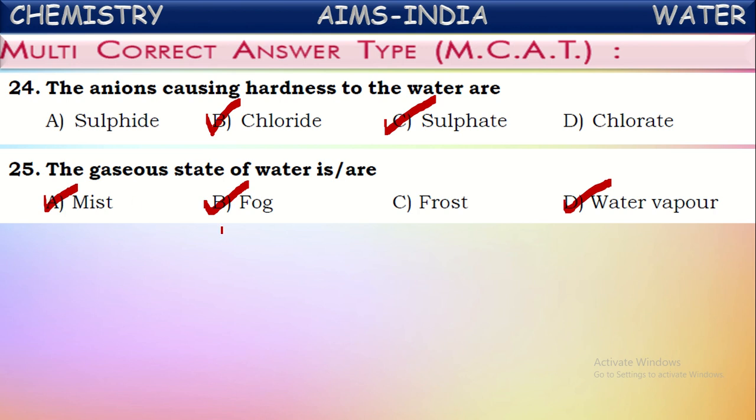Okay, but here it is mentioned frost also. Frost is a solid form of water. Okay, these three are correct answers now.